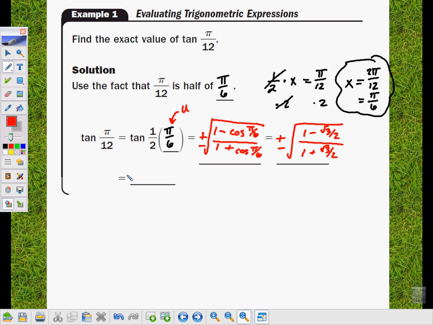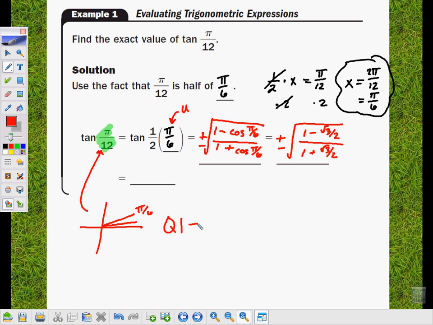And then I'm going to choose which positive or negative to use. So I have to think about u over 2, or the half of u. That's pi over 12. Okay? Pi over 12, let's think about that. Well, here's pi over 6. We're familiar with that in the unit circle. Half of that, pi over 12, is still definitely in quadrant 1.